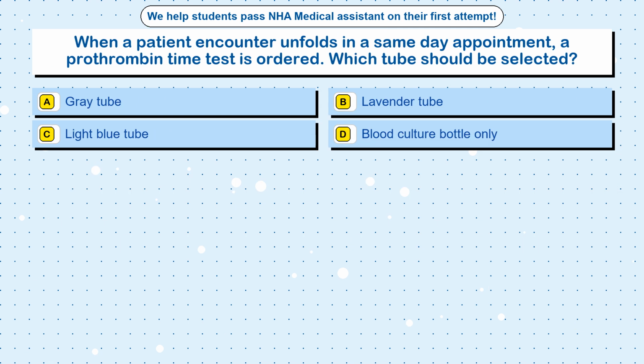Question 20. When a patient encounter unfolds in a same-day appointment, a prothrombin time test is ordered. Which tube should be selected? Option A, gray tube. Option B, lavender tube. Option C, light blue tube. Option D, a blood culture bottle only.